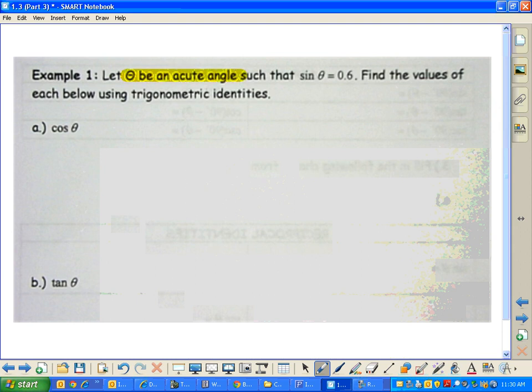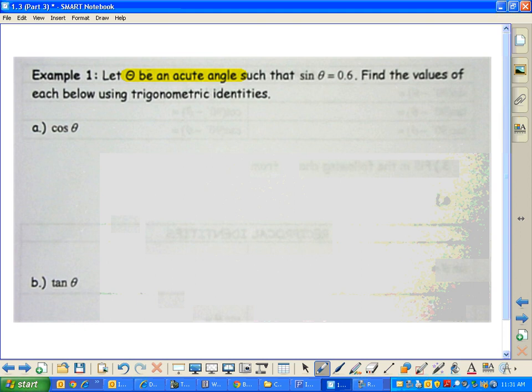So let's just talk about that for a second. If theta is an acute angle, do you remember what acute means? What does that mean? Go ahead, Richard. It means small. How small? Yes, not negative though, because we do have negative angles in trig class. So it's got to be between 0 and 90 degrees, or what in radians? Do you know, Adam Bauer? Yeah, between 0 and pi over 2. Very good. So those are acute angles.